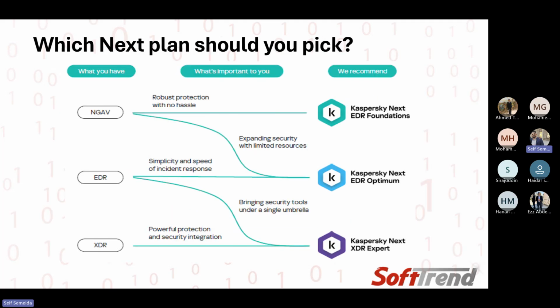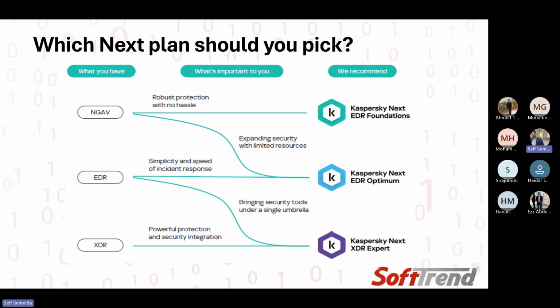Now, let's say you have no idea about the features that are provided in Kaspersky, but you know you need a next-gen antivirus, for example, then you can either go with the EDR Foundations or the EDR Optimum. The EDR Foundations, as you can see, provides robust protection with no hassle, meaning that you don't have to manage every single small detail within the solution. The Foundations tier is easily managed, with not as many configurations as the other tiers, and it still provides a strong level of protection.